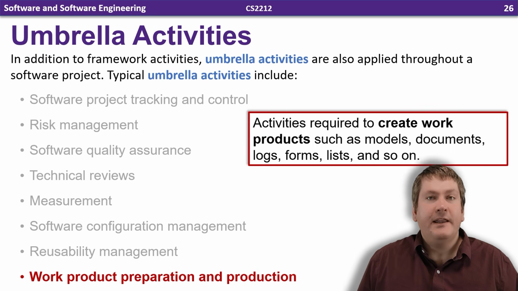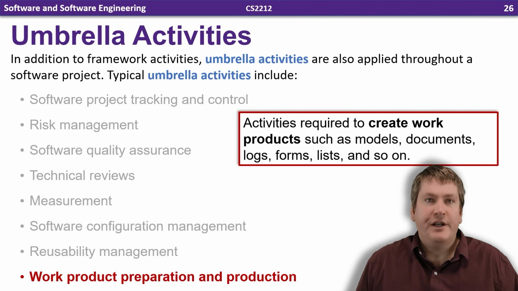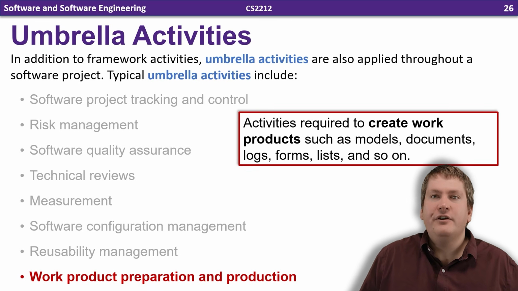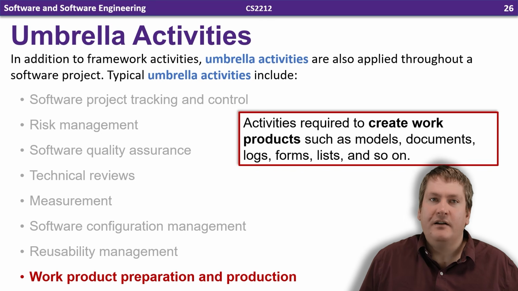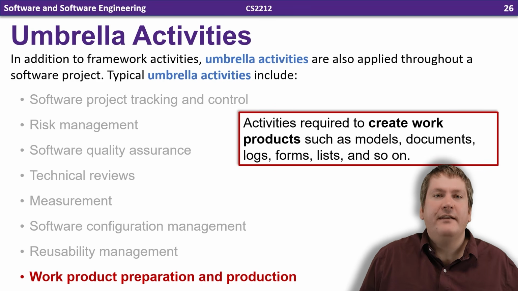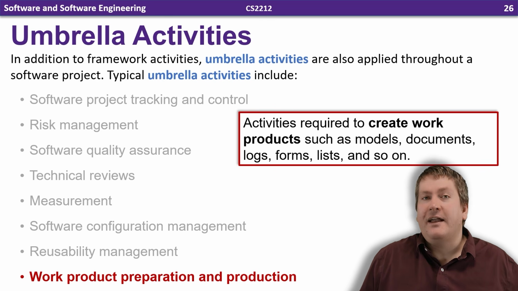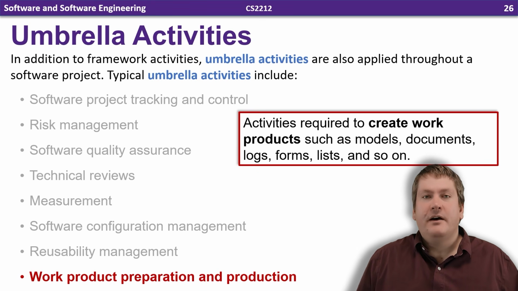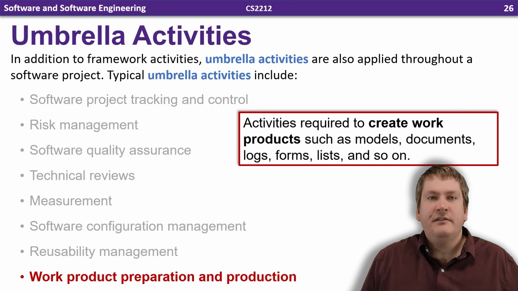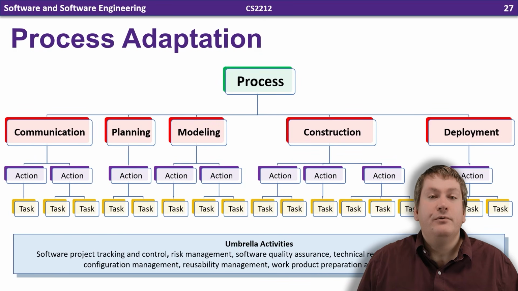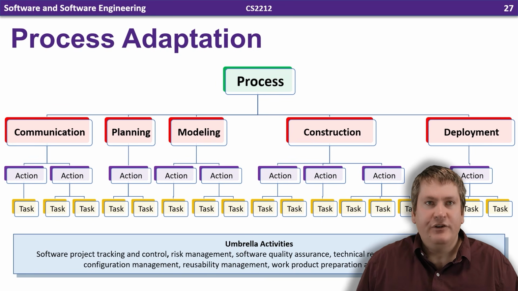The last umbrella activity that we're going to discuss is work product preparation. And this involves all those different activities and tasks required to create, store, and produce work products such as models, documents, logs, forms, lists, and others. So this is sort of everything else that goes into making these work products that isn't part of those task lists from some other activity or action. So we'll get more in depth on many of these umbrella activities in later weeks, especially work product preparation and production. But for now, we're going to move on to talking about process adaptation.